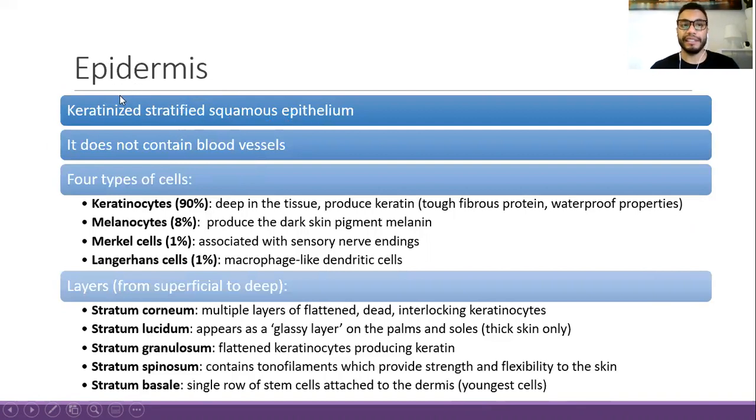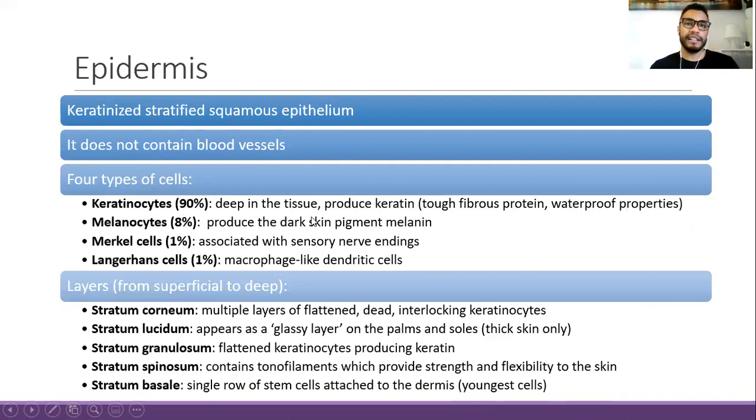Now we are only focusing on the epidermis, which is the most superficial layer. It doesn't contain blood vessels and is mainly composed of keratinocytes. Keratinocytes are vastly spread over the skin. 90% are keratinocytes. They are located deep in the tissue. They produce keratin, which is a tough fibrous protein which has waterproof properties.